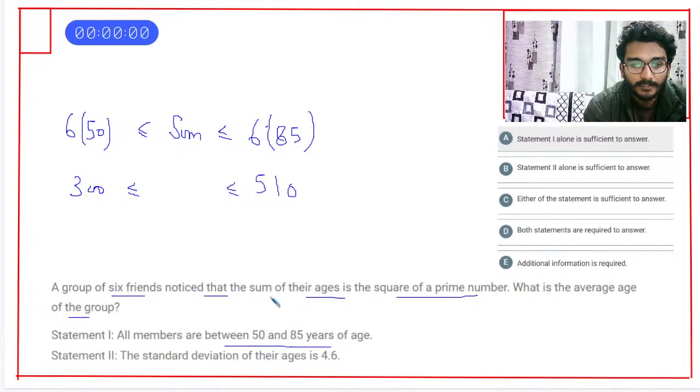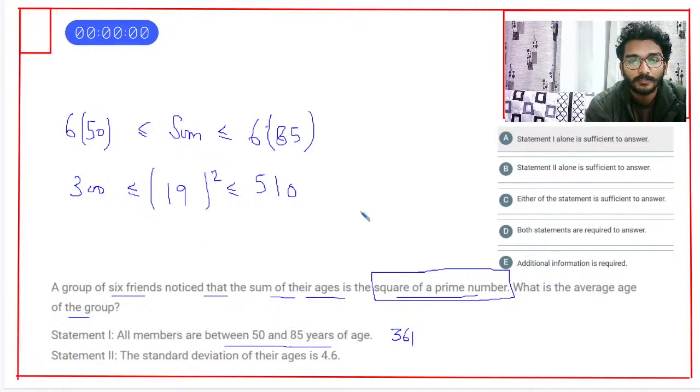Now we are given that the sum of their ages is the square of a prime number. So which number satisfies such that it is the square of a prime number? 17 squared is 289, 19 squared is 361. So the sum of all of them must be 361. And the next number is 23, 23 squared is 529, which is not in this range. So this is the only possibility. So the first statement is sufficient for the answer.